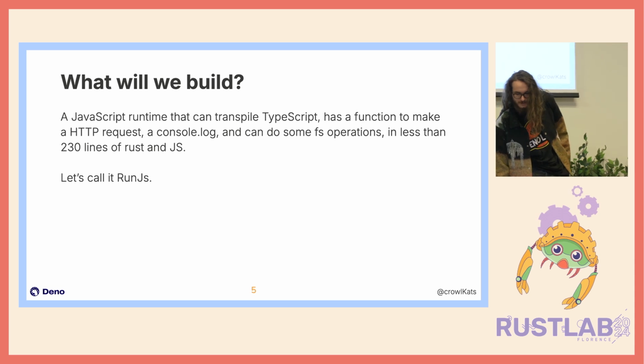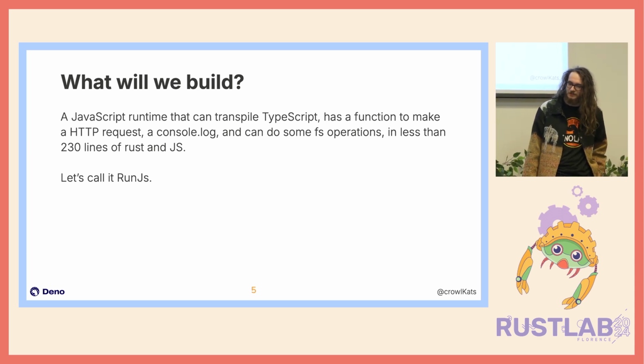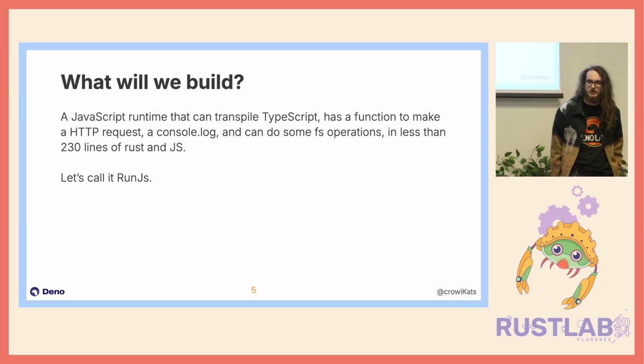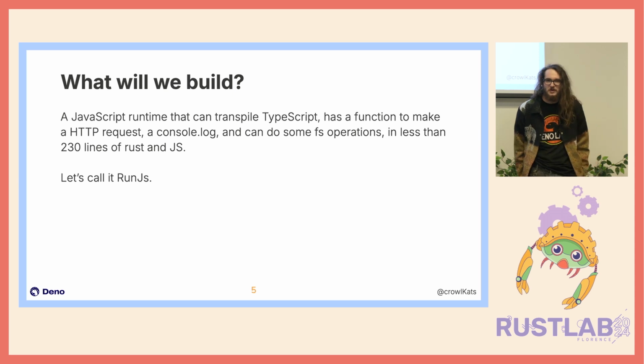So what will we build? A JavaScript runtime that can transpile TypeScript, has a function to make an HTTP request, a console log, and do some file system operations in relatively few lines of JavaScript and Rust. Let's call it run.js. So first off, why would you even want to build a JavaScript runtime or integrate JavaScript in your project? Well, there's various reasons.